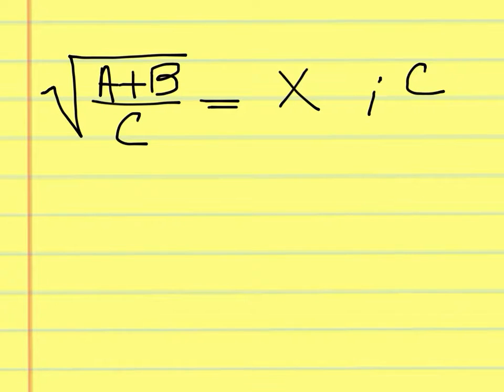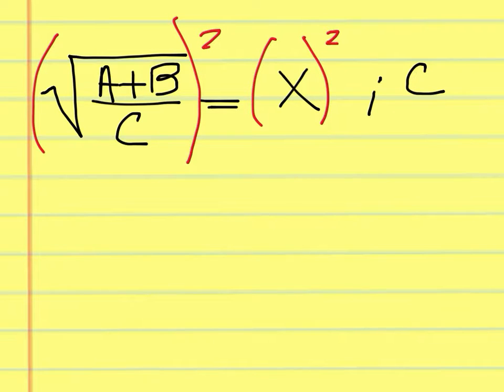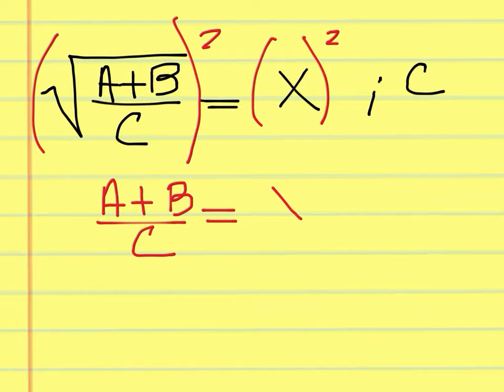To solve for c in this formula, you have to begin to unravel whatever is around c. And what's around the majority of everything on the left-hand side is a square root sign. So you need to square both sides. When you do that, it leaves you with a plus b over c equals x squared.